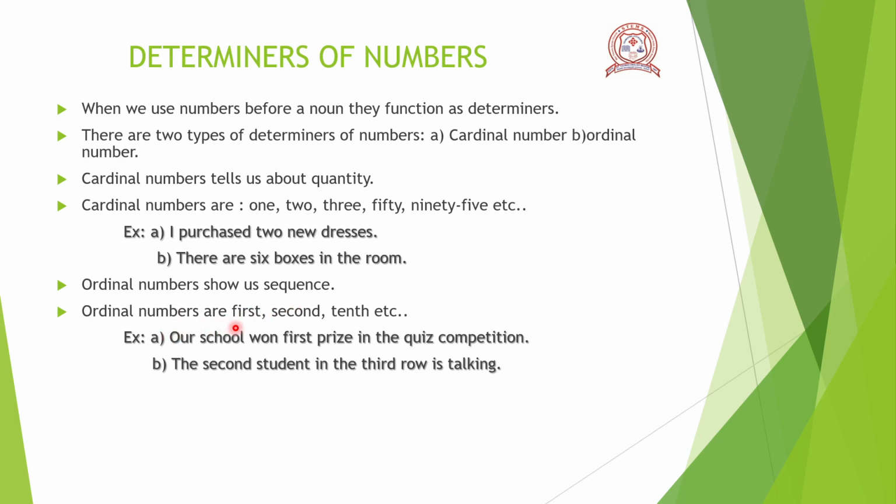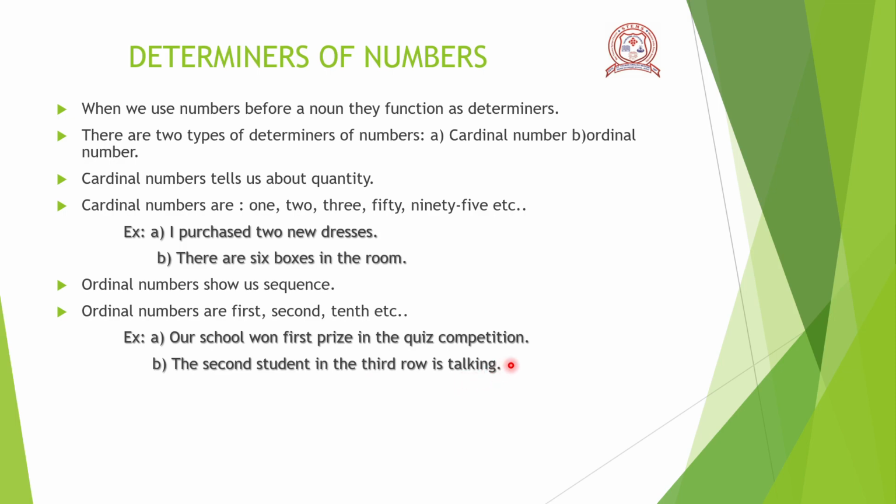Ordinal numbers are first, second, tenth, etc. For example, our school won first prize in the quiz competition. So it's showing the sequence. In the first, second, or third position, our school got the first position. So ordinal numbers show us a sequence. The second student in the third row is talking. Usually when a teacher catches you, if the teacher does not know the name of the student, the teacher says, the second student in the third row, you please stand up because you're talking. So these are the examples for ordinal numbers.